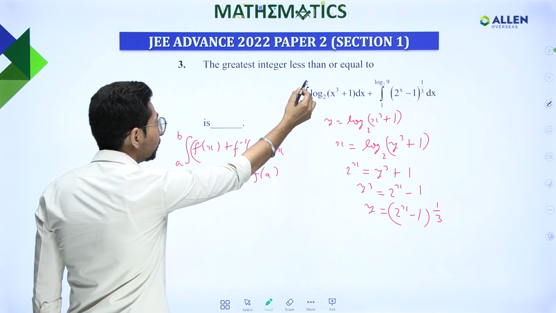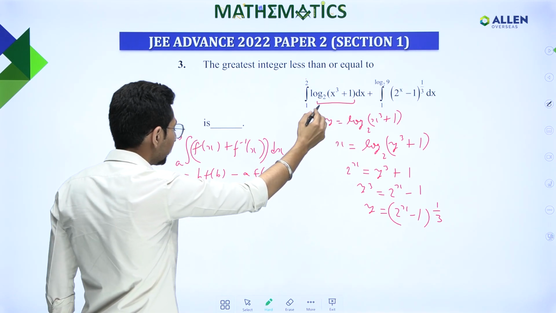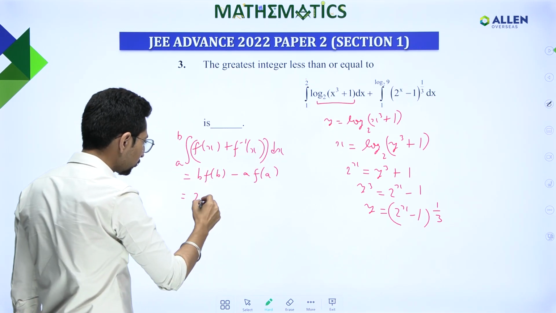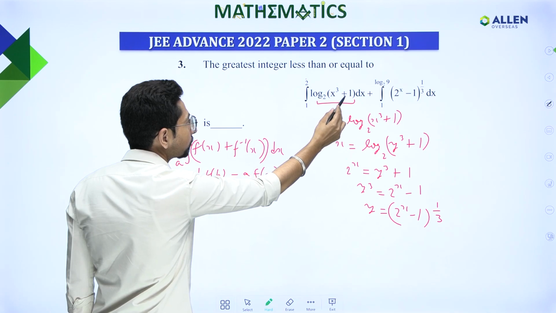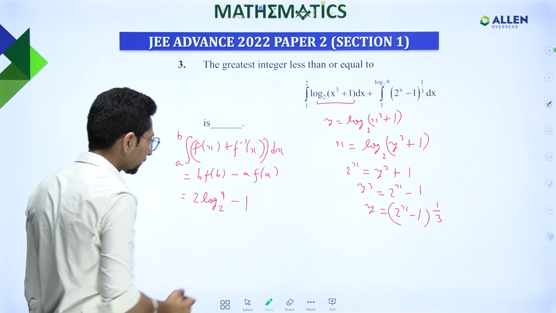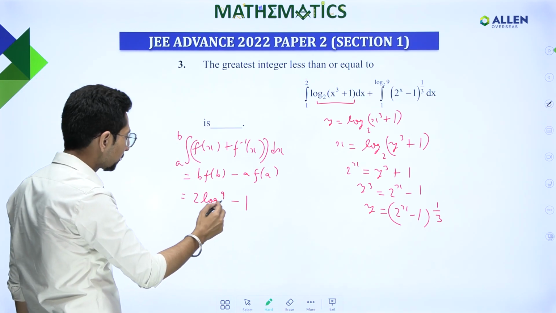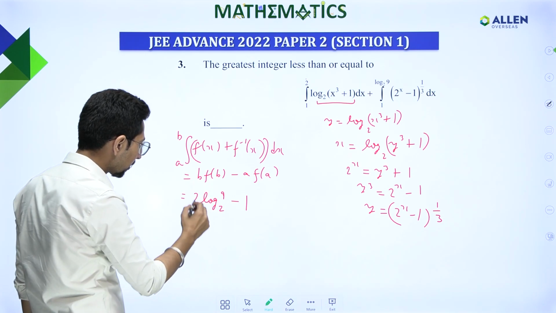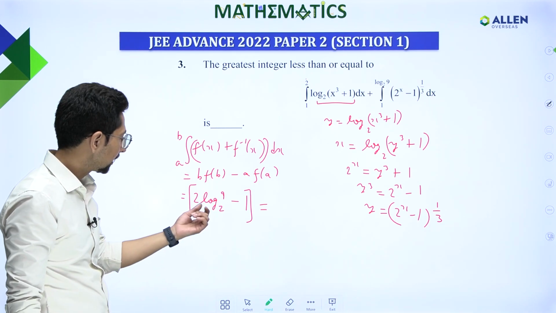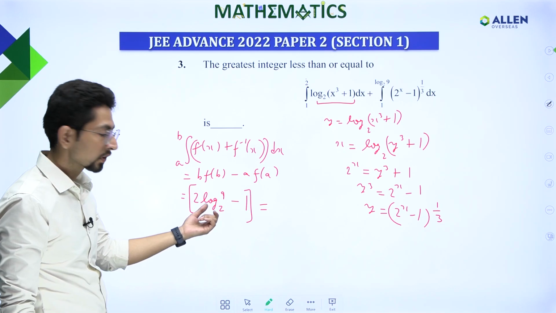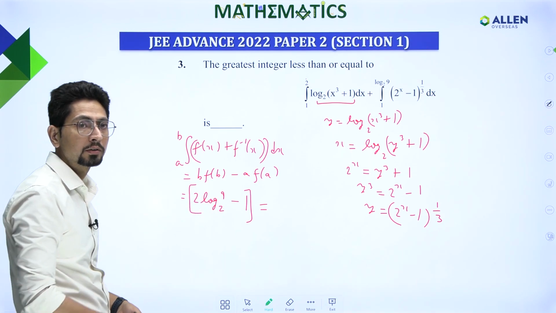So b f b, b being the limit of f x only, that is 2. f of b will be, placing here the value 2, 8 plus 1, 9, log 9 base 2, minus a is 1, 1 into log 1 plus 1, that is log 2 base 2, which will be 1 only, so minus 1. So again you have to find the greatest integer less than or equal to this. Log 9 base 2 is approximately what? This is 3 point something. 3 point something into 2 will be 6 point something, 6 point something minus 1 will be 5 point something.